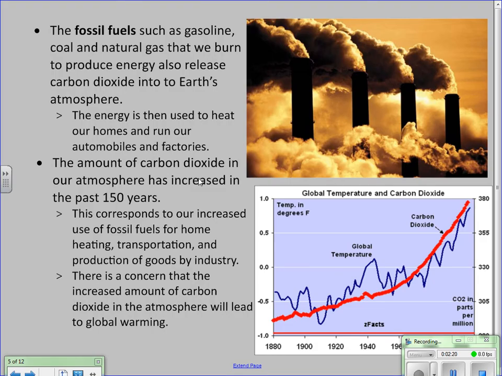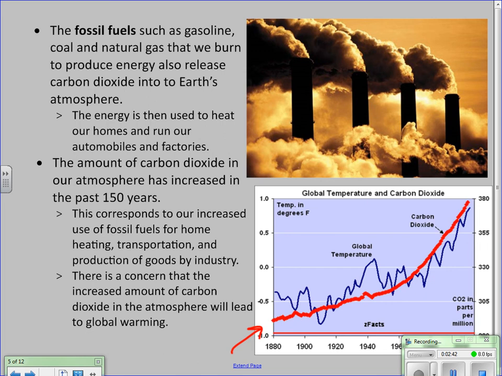Fossil fuels are a big one. Fossil fuels that we burn produce carbon dioxide. Now we use them to heat our homes, but a very, very interesting study, and I just want to show you this graph here. This is a very famous graph that looks at global temperature and carbon dioxide.